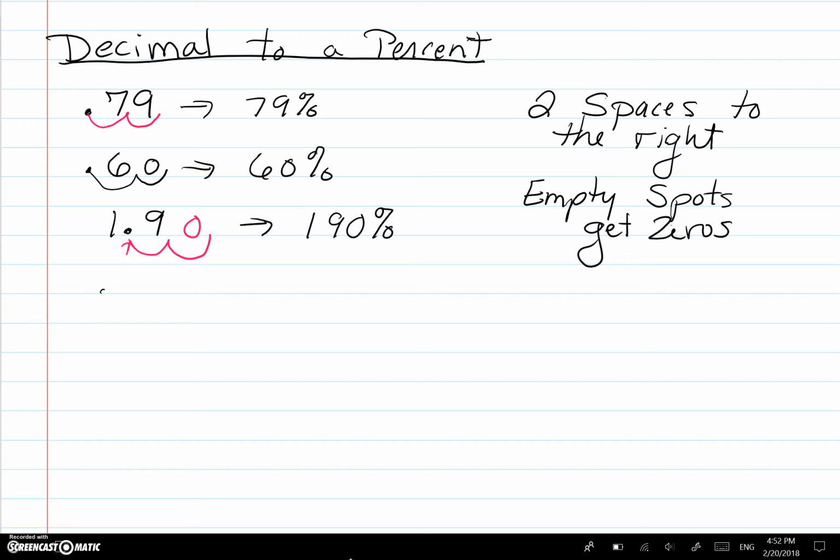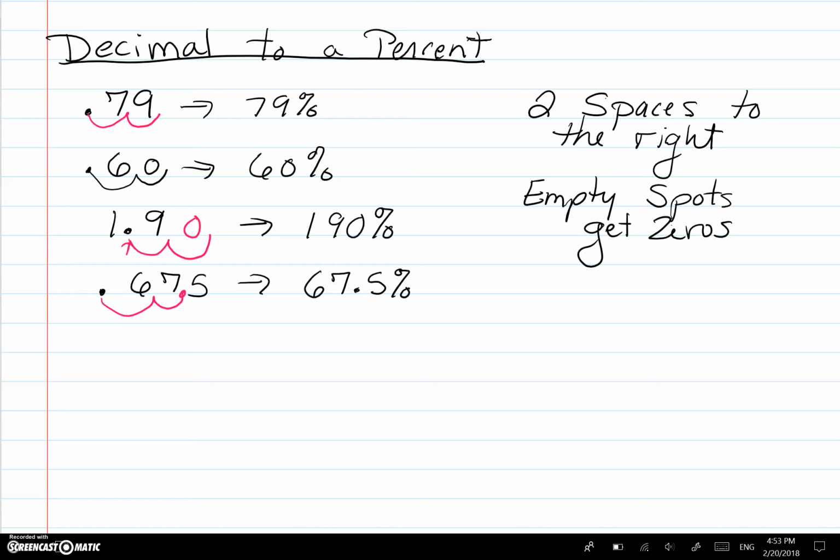What about something like this? 0.675. How can I write this as a percent? Well, I follow my rules. I go 2 spaces to the right. 1, 2. I stop in between the 7 and the 5. So my percent is 67.5%.